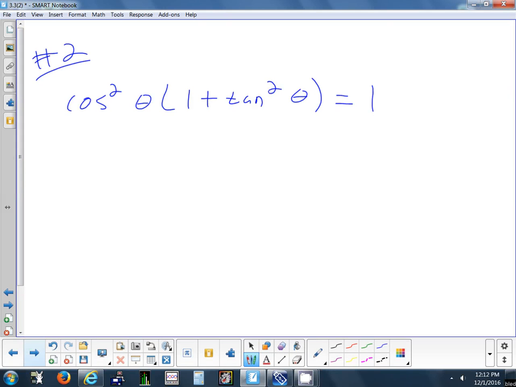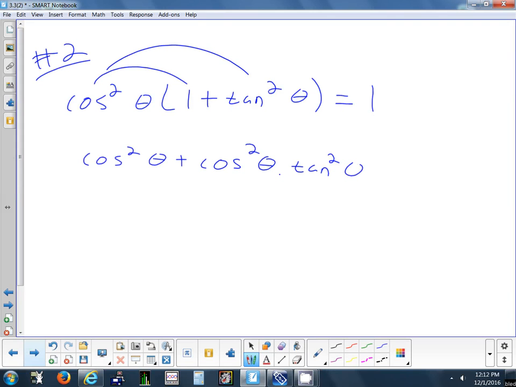Okay, in the second problem, what I would do here is distribute this out. So you have cosine squared theta plus cosine squared theta times tangent squared theta. Okay. Now what I would do is change tangent squared to sines and cosines. So cosine squared theta plus, I'm going to make cosine squared over 1. I'm going to make tangent sine squared over cosine squared.